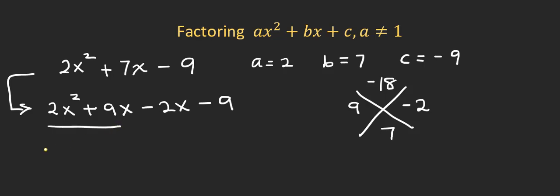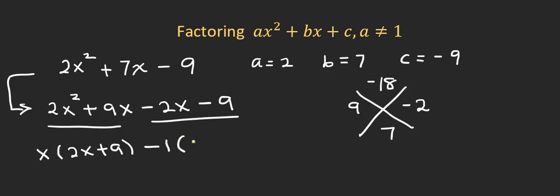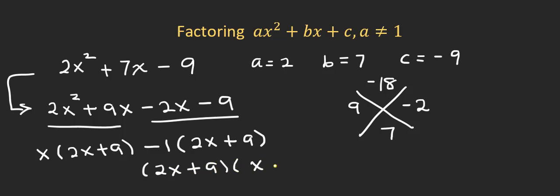What is the common factor over here? It's x. So you get 2x plus 9. What is the common factor over here? The only one that I could find is negative 1. And then it's going to be 2x plus 9. Now we could take out 2x plus 9, and what's left over is x, quantity x minus 1. So that is the final answer.